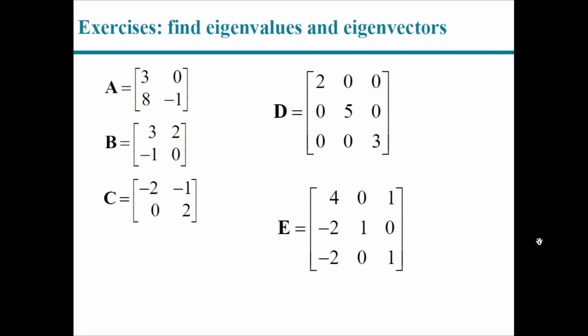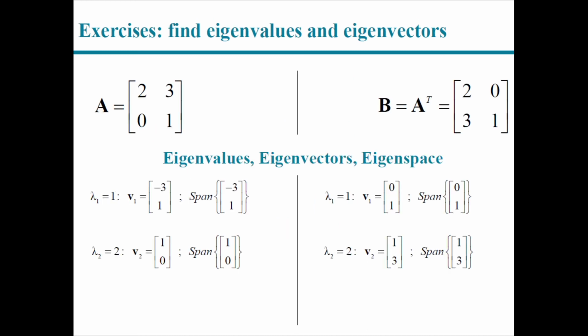So now it's up to you to practice. I give you here some exercises. You have them in the book also. So start with smaller matrices. Compute the characteristic polynomial, find the roots, which are the eigenvalues, and then for each eigenvalue, find the basis for the eigenspace. So find the eigenvectors, representative eigenvectors. So that's the idea. Here are some examples that are solved.